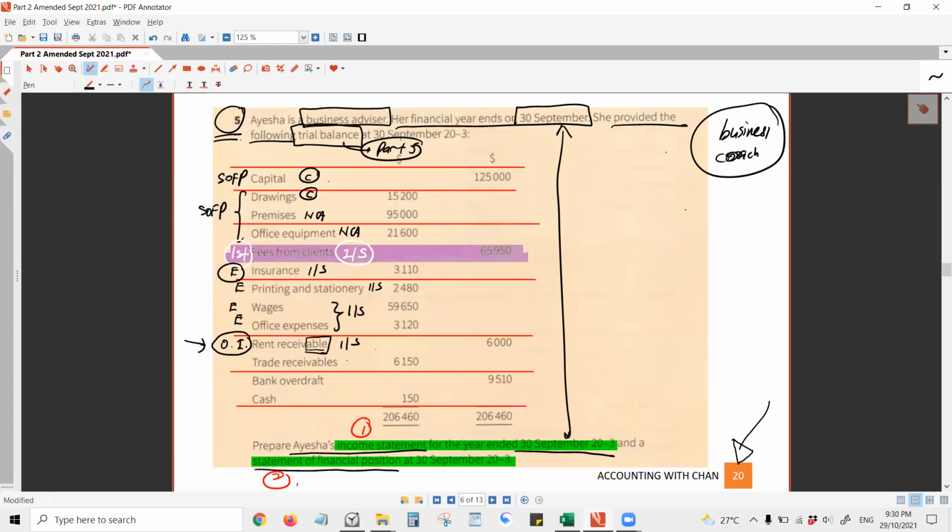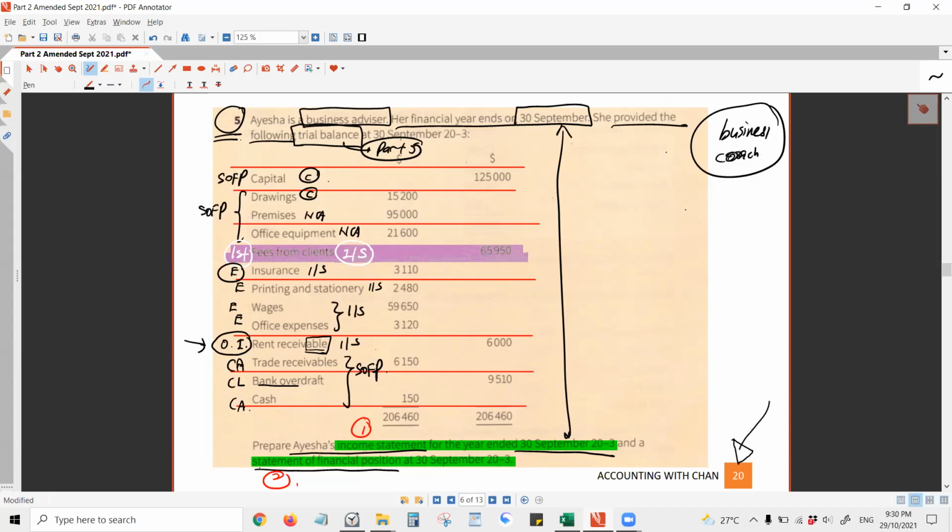Trade receivable, bank overdraft, cash, these are in the SOFP. What is bank overdraft? Remember, you learned it in part 1. It's a negative bank balance. We owe the bank money. We have overwithdrawn money from the bank. It's a current liability. This is a current asset. Okay, so I have helped you. Why isn't there inventory? Once again, there are no goods here, so no opening inventory. There's no inventory throughout the whole question.